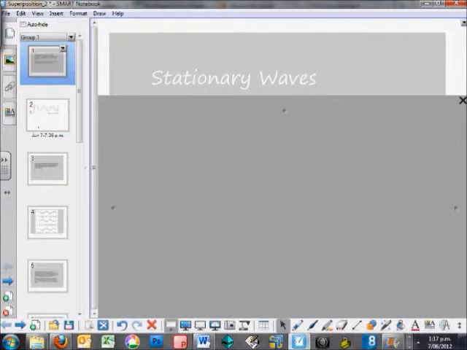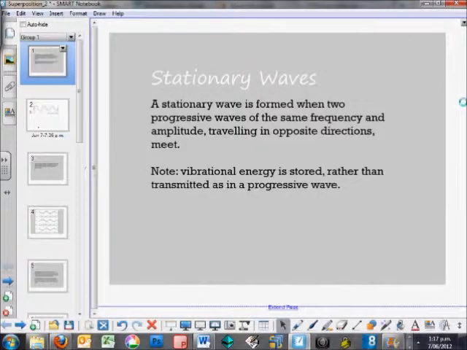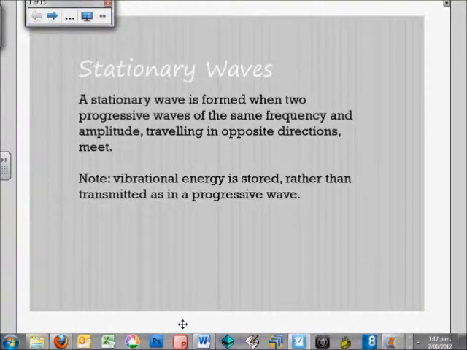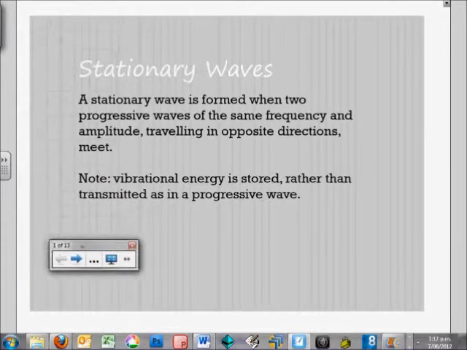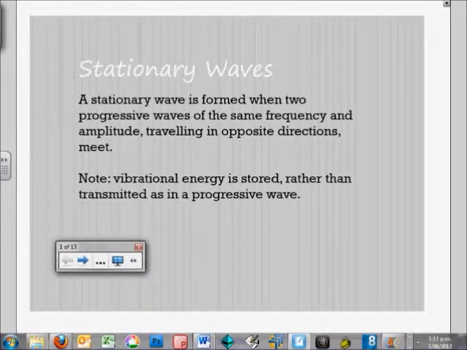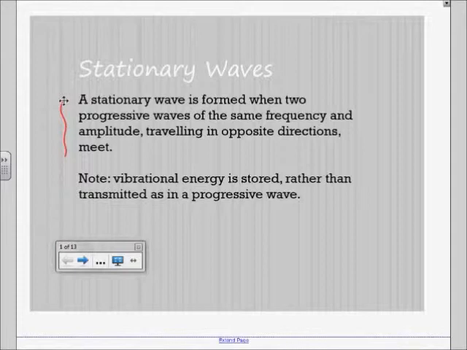Okay, moving back to our display here. Let's make it full size now. All right, so stationary waves. What is a stationary wave? This first statement here is really your definition. If you're asked to define what a stationary wave is, that is what you'd say.